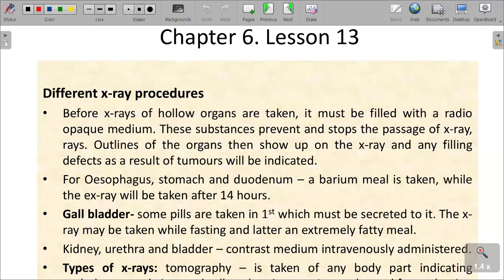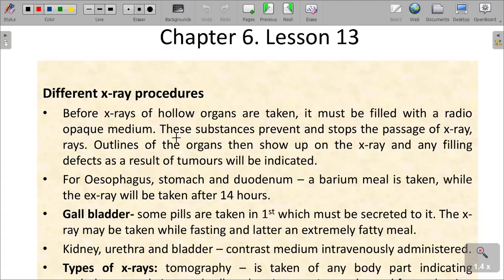And then we can also talk about different X-ray procedures. Before X-rays of hollow organs are taken, we are talking about body parts which have an opening, they must be filled with a radio-opaque medium, which is the colorant.